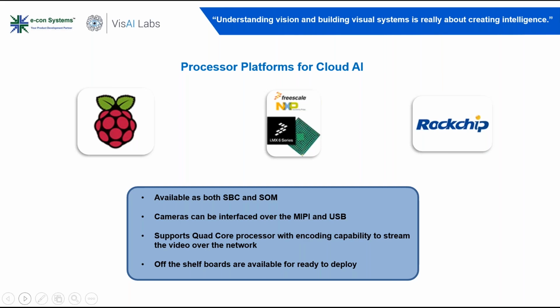The first one is the Raspberry Pi. That's a quad-core processor available in both SOM and single board computer, the most popular low-cost edge device. Rockchip is another low-cost quad-core processor, and there are the NXP-based IMX6 and IMX8 processors available in various combinations, again good enough for low-end edge processing. And these are off the shelf; they are ready to deploy as well.